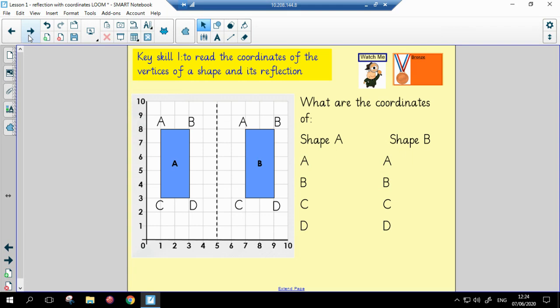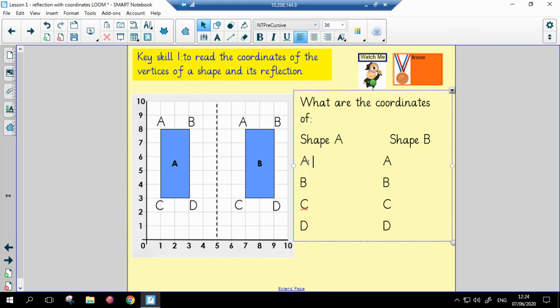So here's our first question. It's already been reflected on the mirror line. And what I've done is I've labelled each of the vertices that we need to find the coordinates for on both of the shapes. So this should be relatively easy for you. So if we look at shape A, position A is at 1, 8, and I've remembered to put the coordinates in the brackets with the x-axis position first, followed by the y-axis, and a comma in between, remembering along the corridor and up the stairs.